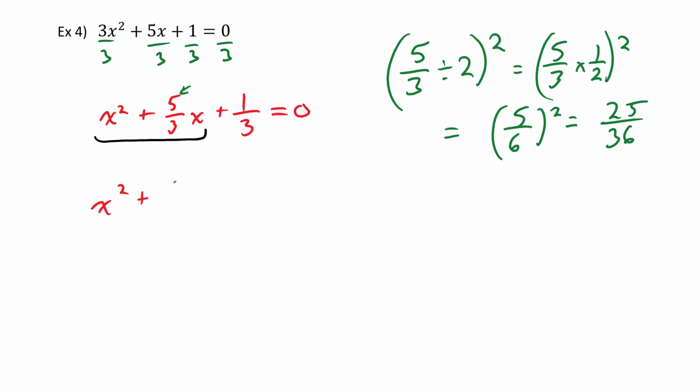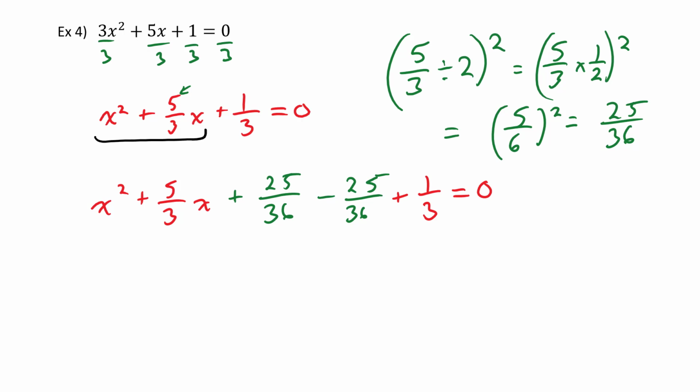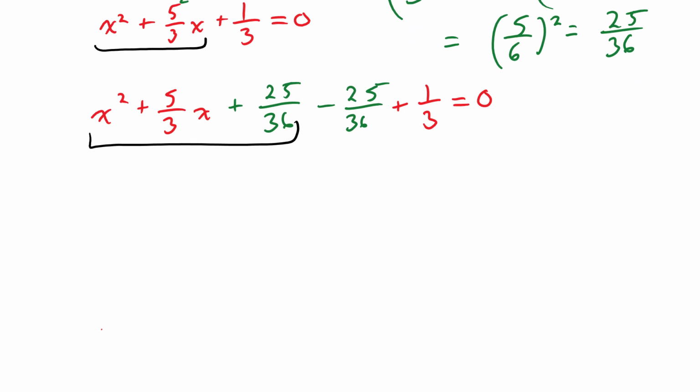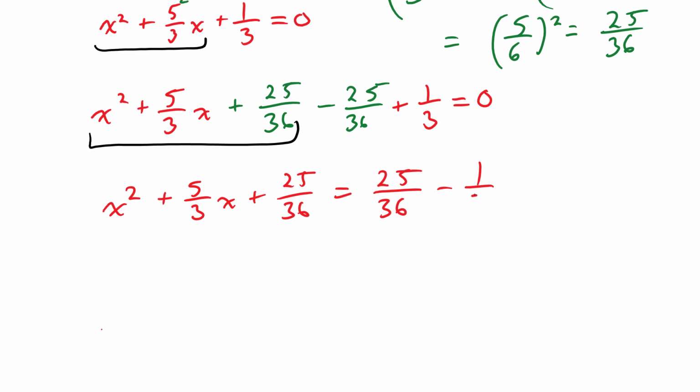X squared plus 5/3x. I'm going to add 25/36. I'm also going to subtract 25 over 36. Don't forget to include the constant that's already in there. This is now a perfect square trinomial. So I will keep that on this side and swing everything else to the other side. Let's now factor this.